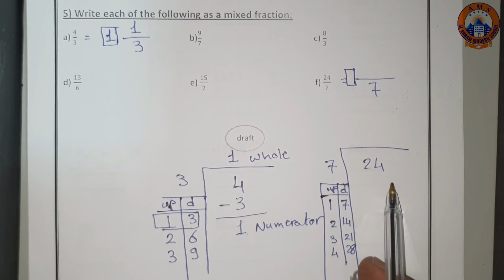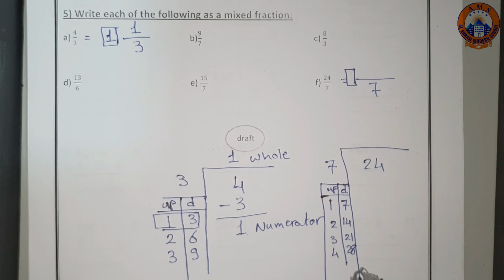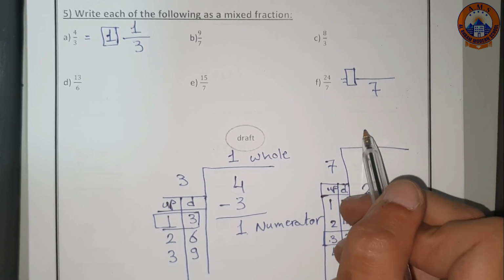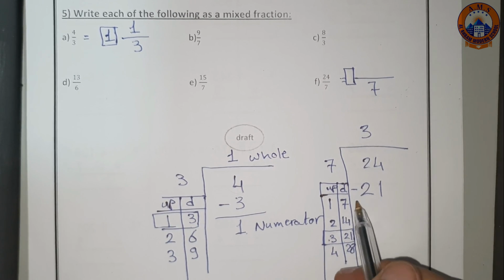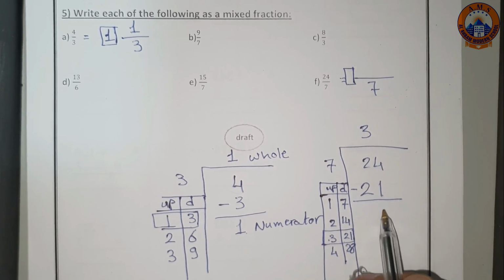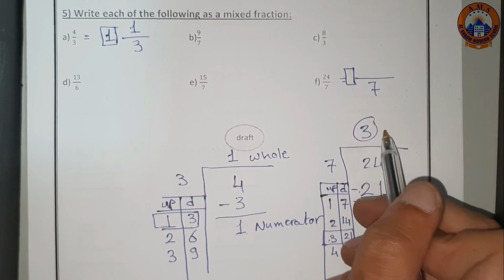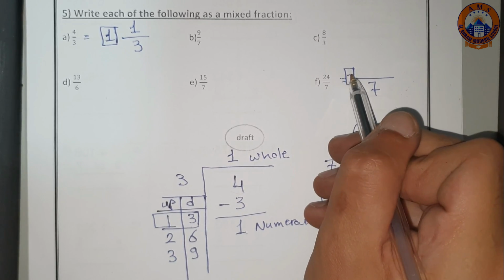I'm gonna search for 24. There is no 24, so I'm gonna take a number less than 24, which is 21. I'm gonna put 21 down and 3 up. Then subtract. 4 minus 1 is 3, and 2 minus 2 is 0. The remainder will be in the numerator, and the answer will be the whole part. So this is 3 and 3 over 7.